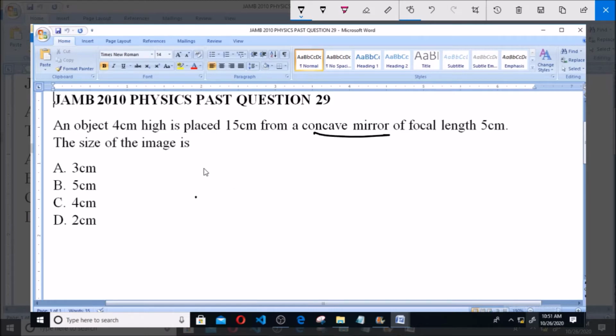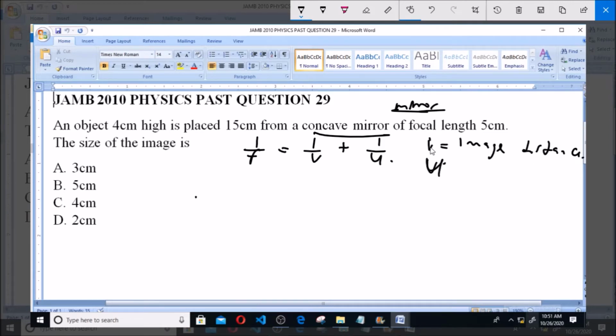Once you see mirror, the first thing to do is to remember the mirror formula, which is given as 1 over f is equal to 1 over v plus 1 over u. Now, v is equal to the image distance, u is equal to the object distance, and f is the focal length.